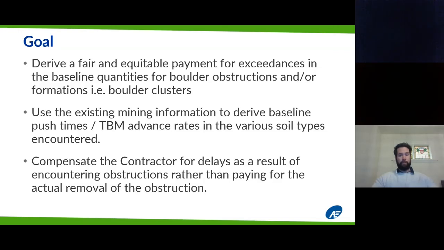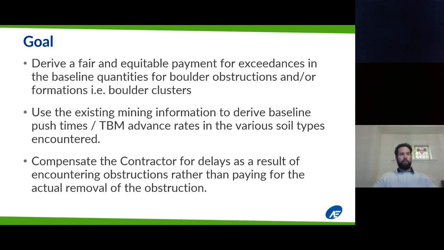And as previously mentioned, we had 3 separate tunnel drives to complete, and we developed a pay item with information from the very first tunnel drive. So that was the advantage we had in this case. We had actual field data to derive a fair and equitable pay item.